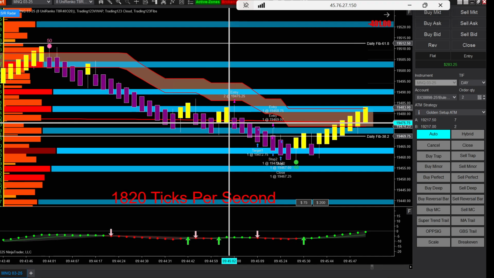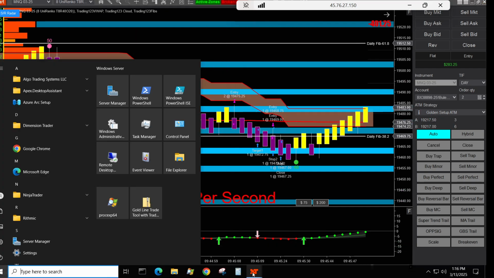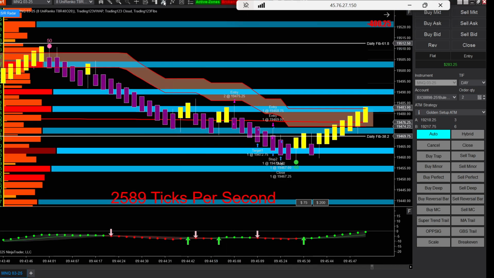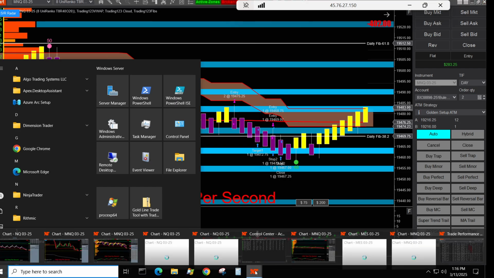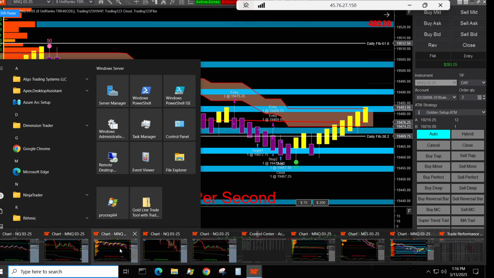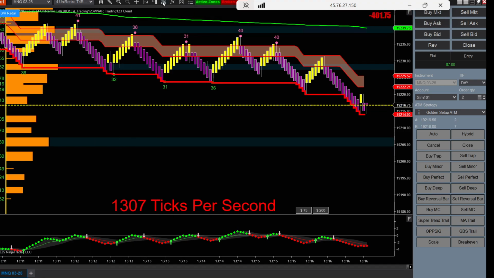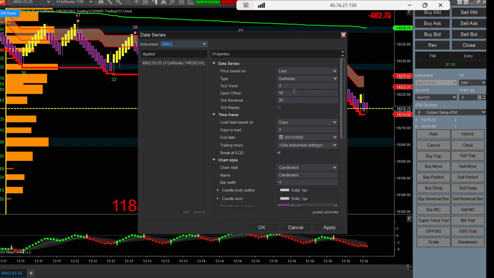And then I noticed the smaller charts. I got three different size charts. This bar worked the best. I don't know what the bar has to do with it, but Unirenko 82040, when I was trading on these two small charts, and I actually like the smaller charts. This is half the size, Unirenko 1024.